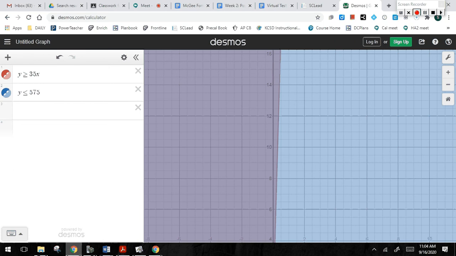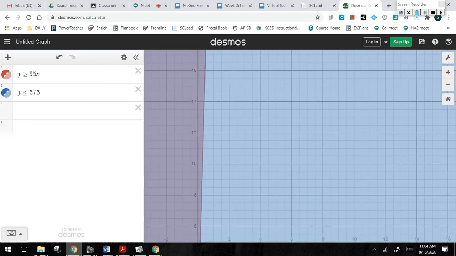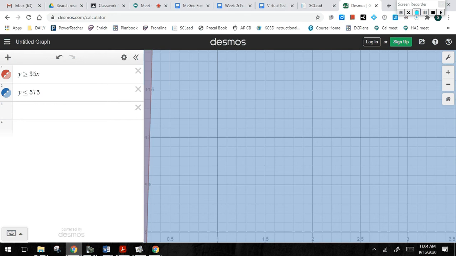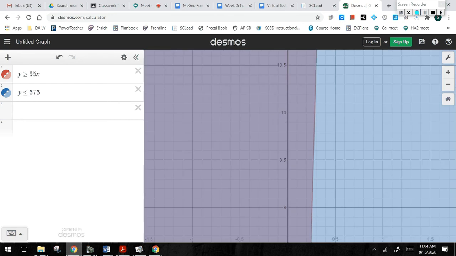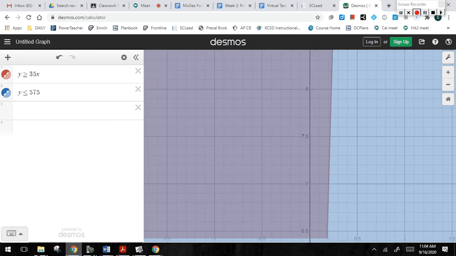Do y'all see what I'm trying to do here? Anything in this area, any point in here would work to satisfy the equation. So 1 hour, 1 and 60 or 1 and 65.